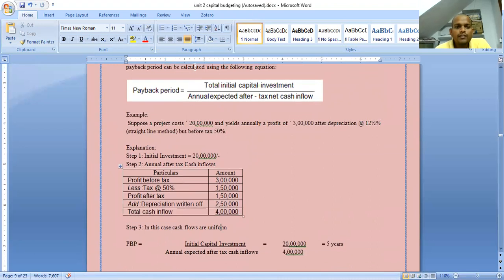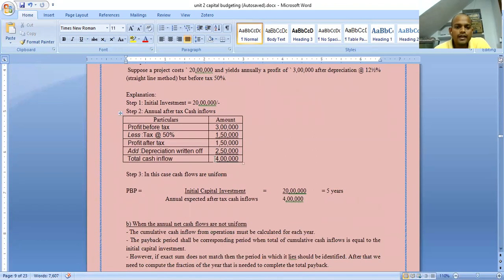So we have to apply the formula: total initial capital investment divided by annual expected after-tax net cash flows. The after-tax net cash flows are 4 lakhs. So the initial capital investment of 20 lakhs divided by 4 lakhs. If we get 4 lakhs a year, within 5 years we can recover the investment amount.